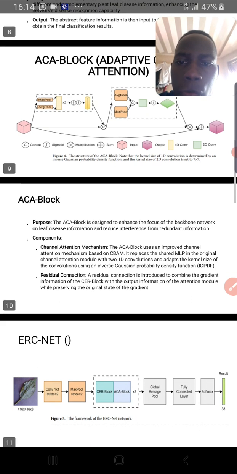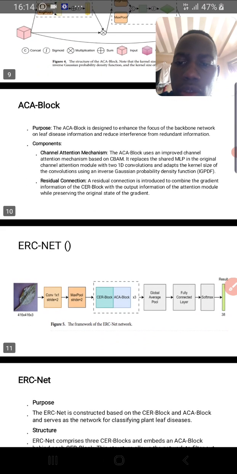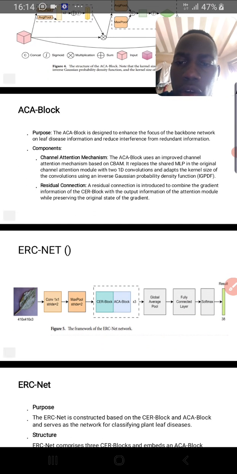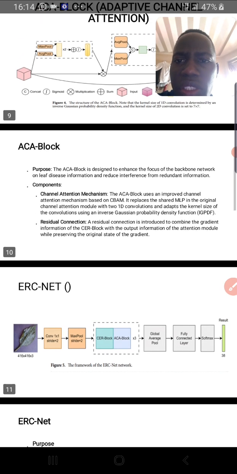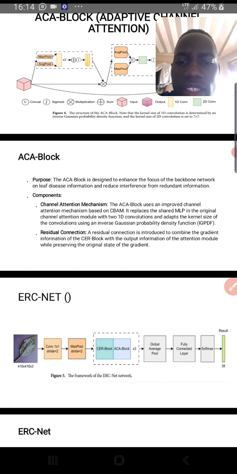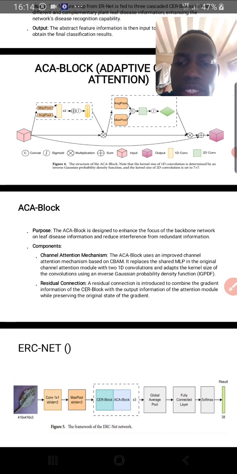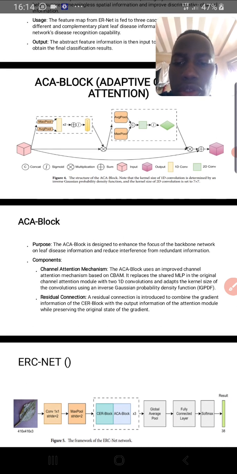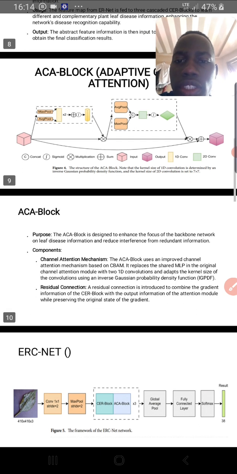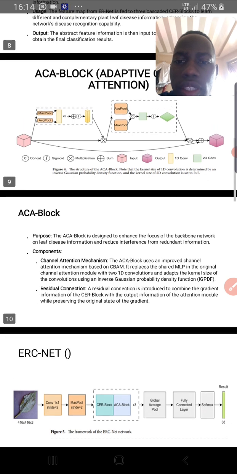So we shall go to the component, the residue connection. It also has the residue connection. The residue connection in this SCA is introduced to combine the gradient information of the CER block with the output information of the attention module, while preserving the original state of the gradient, as you can see in the image above.